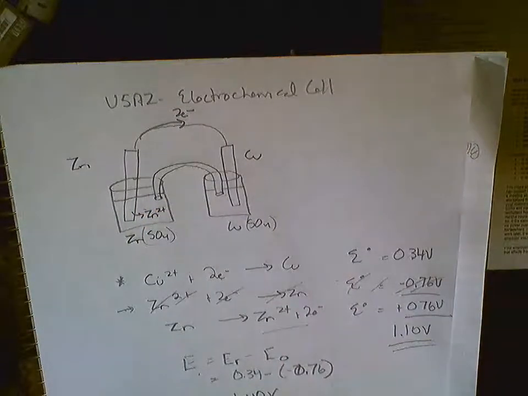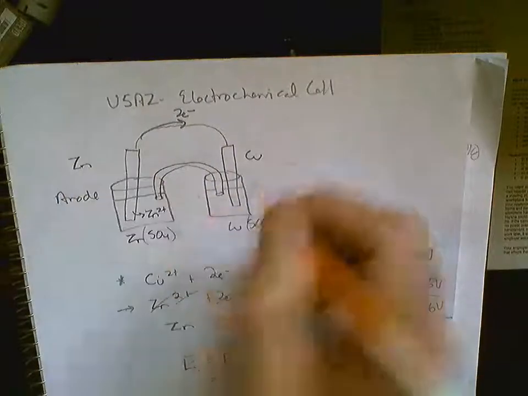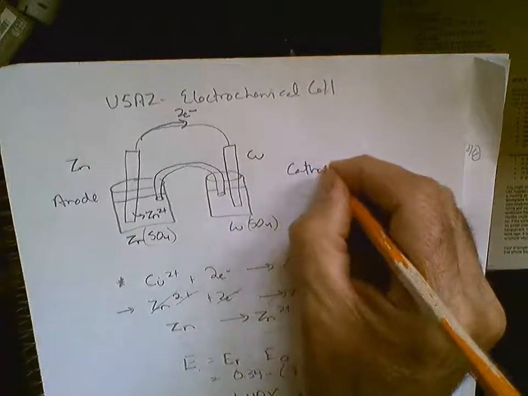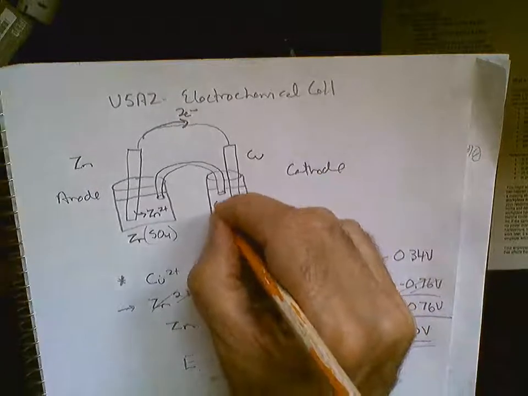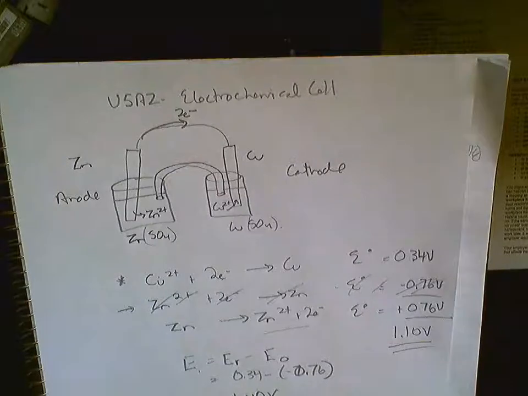Zinc comes off of this, so this anode is going to break down. This is called the anode. And on the cathode, we're going to get a buildup. The ions are going to go onto the copper right here.